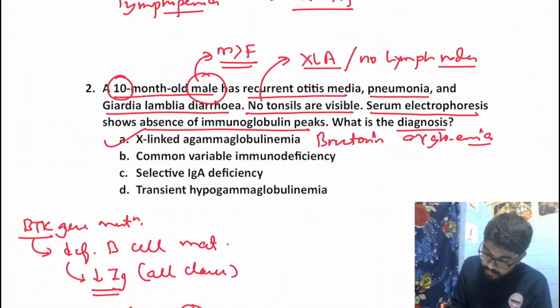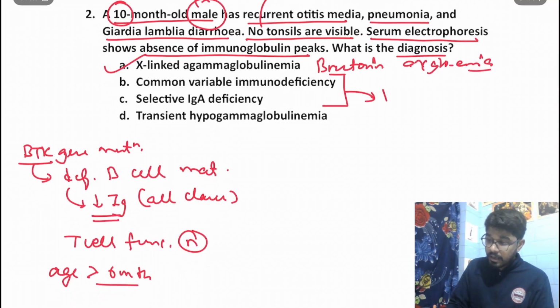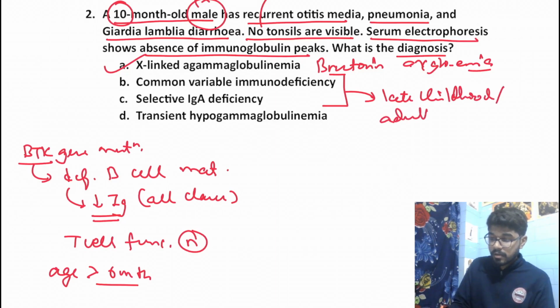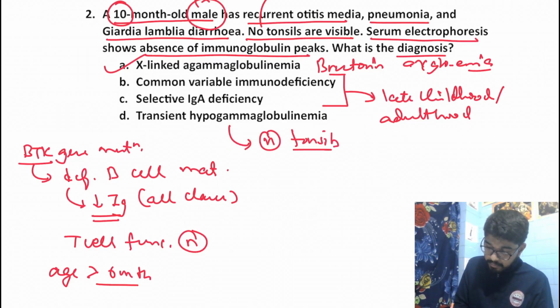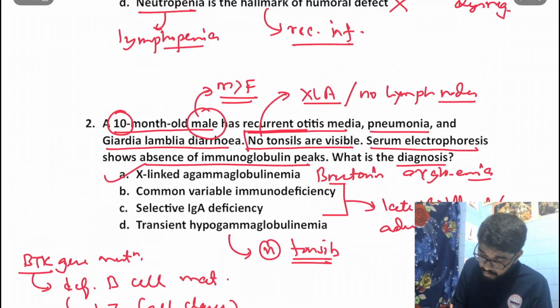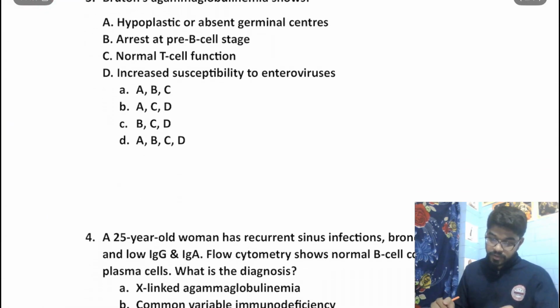Common variable immunodeficiency and selective IgA deficiency are the two which present mostly in late childhood or even in adulthood. Transient hypogammaglobulinemia might present in this age group, but we got normal tonsils, right? The most important feature over here is no tonsils. No tonsils or no lymph nodes is suggestive of Bruton's agammaglobulinemia. The first thing that should come to your mind is X-linked agammaglobulinemia. Moving on to the next question.